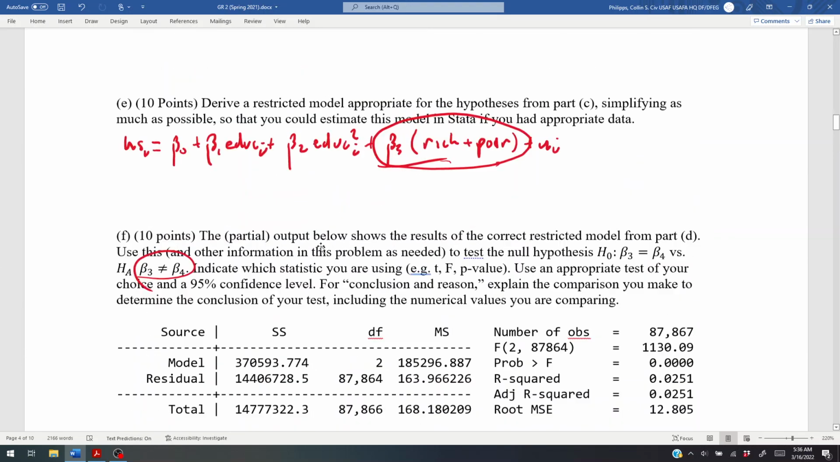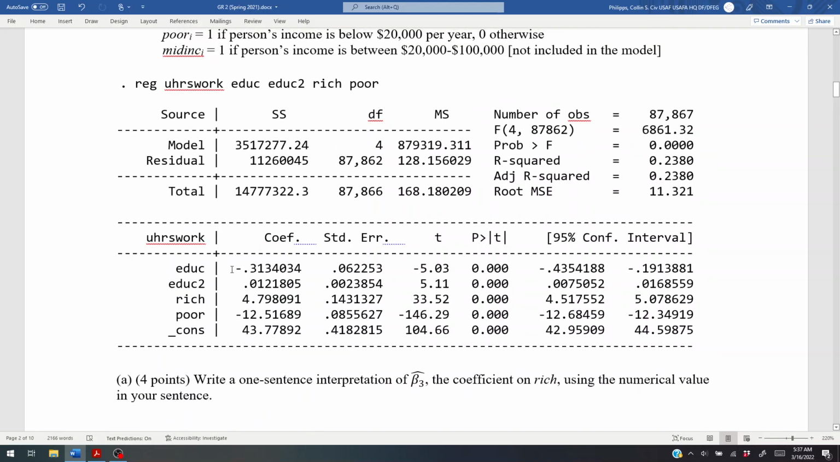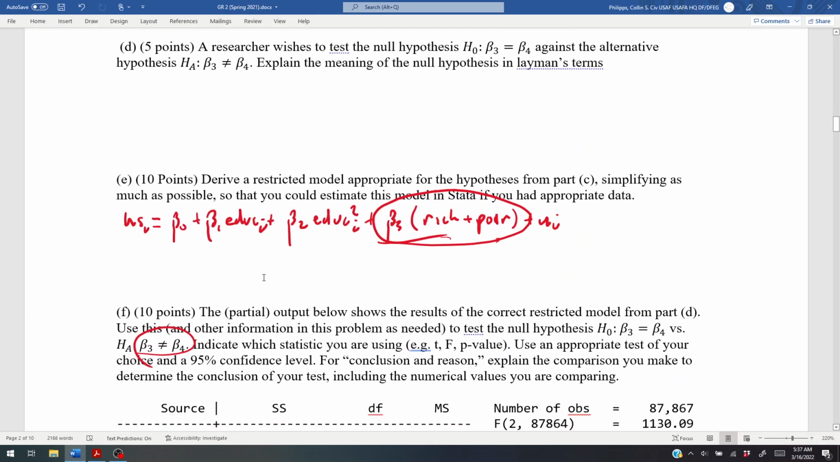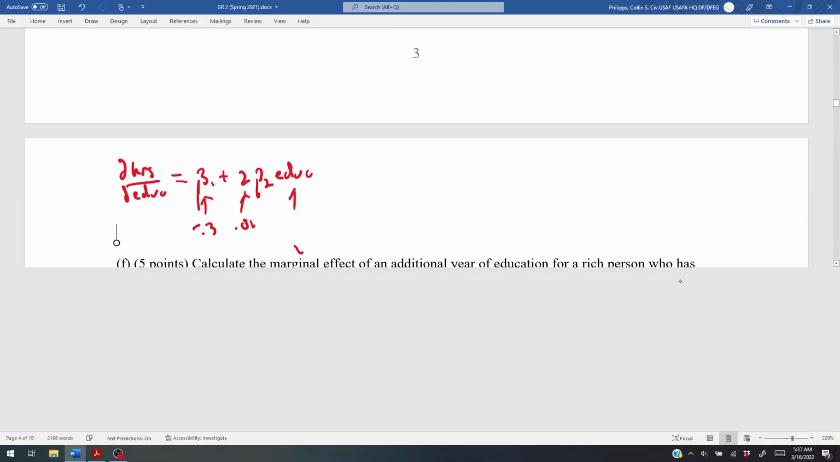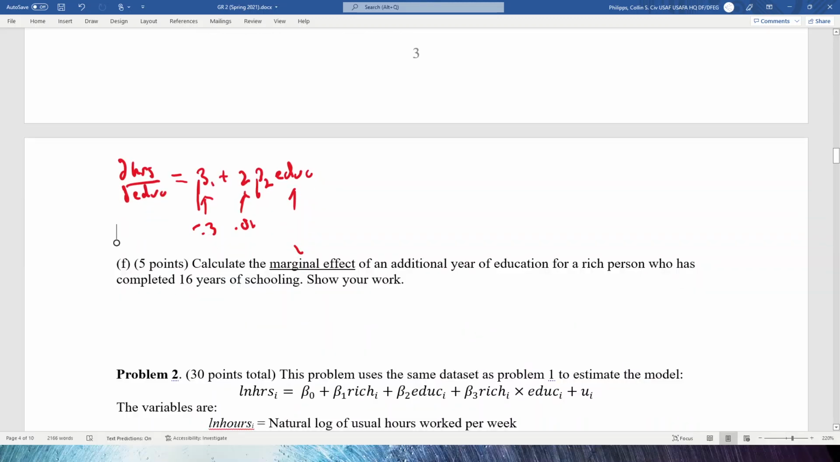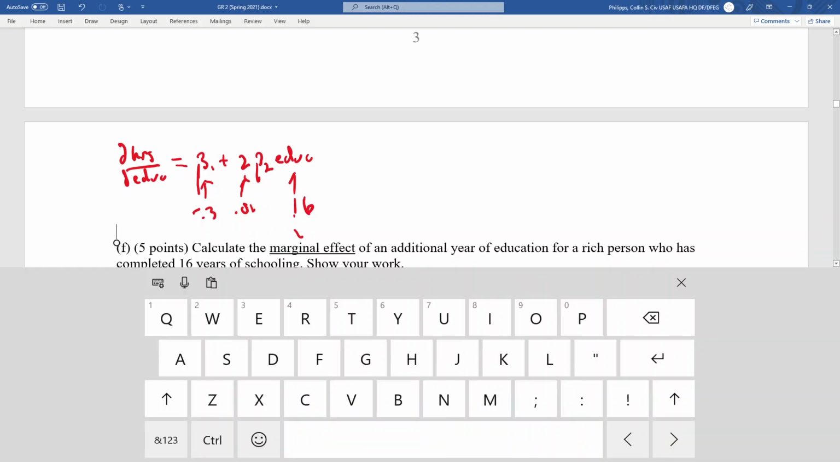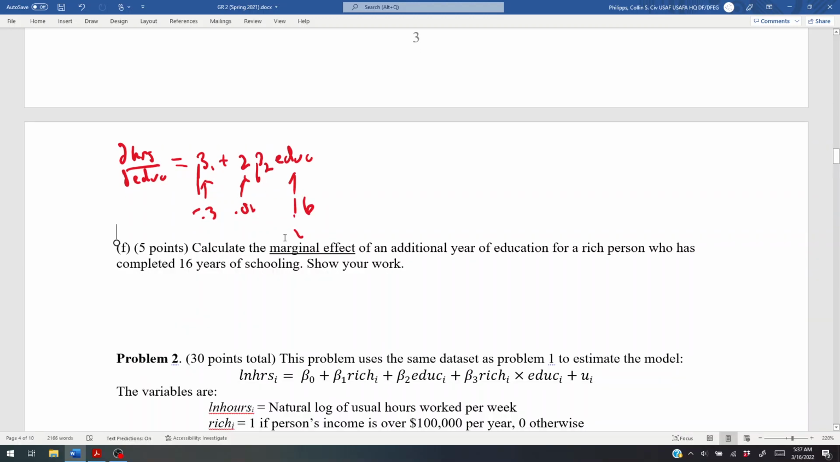Beta 1 in this case was something like negative 0.31. Beta 2 is 0.01. And education is, as it says here, 16. All right, so 16 for that guy. I hate you, Microsoft. Crunch these out yourself. See what you come up with.